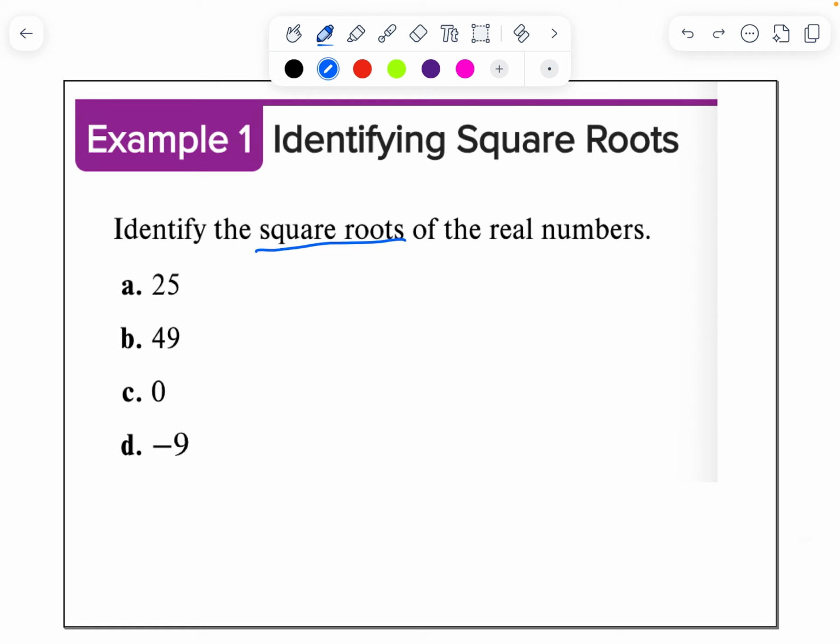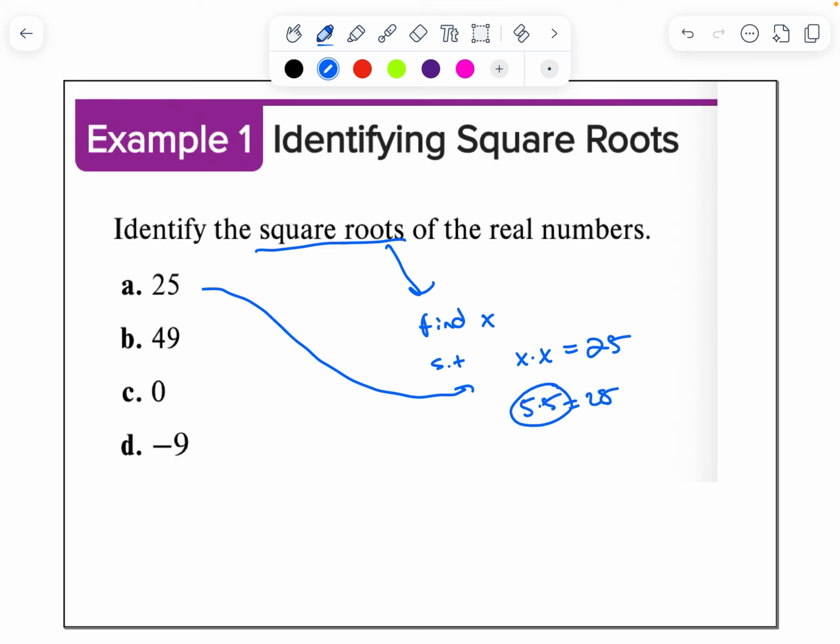First, if we want to identify the square roots of real numbers, what we're looking for is a number x so that x times x equals 25. That's what I want to find when I'm trying to find the square root of 25. So what number times itself equals 25? Since 5 times 5 equals 25, then 5 is a square root of 25. What if we consider negative 5 times negative 5? That also equals 25. So negative 5 is a square root of 25.